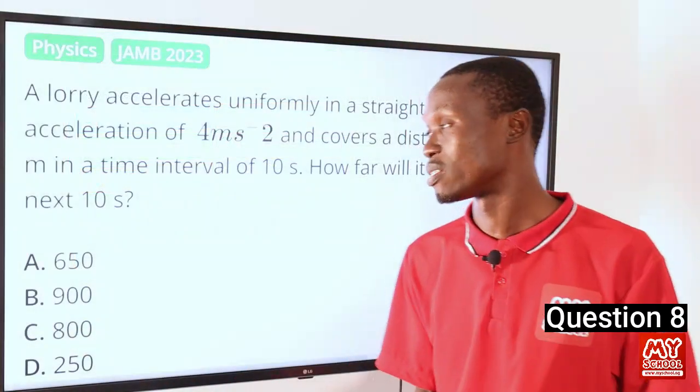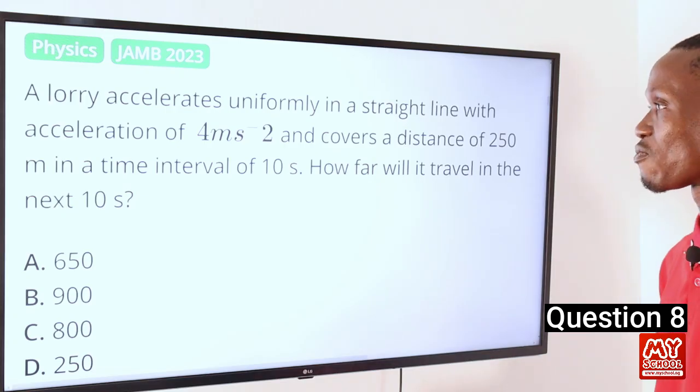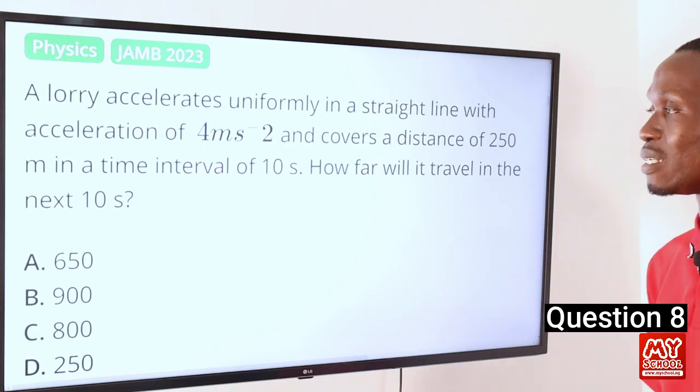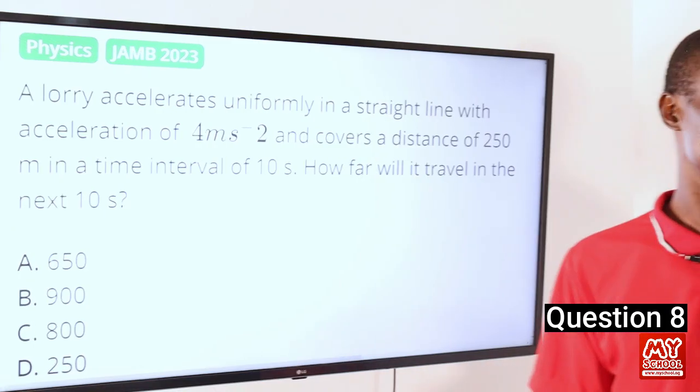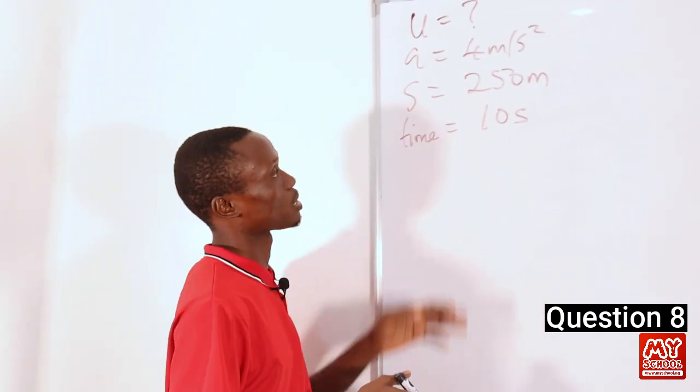Moving on to question 8. A lorry accelerates uniformly in a straight line with an acceleration of 4 meters per second squared and covers a distance of 250 meters in a time interval of 10 seconds. How far will it travel in the next 10 seconds? So let's move over to the board to solve that question. From the screen, this is the information given to us.